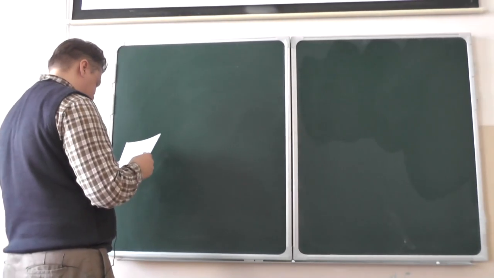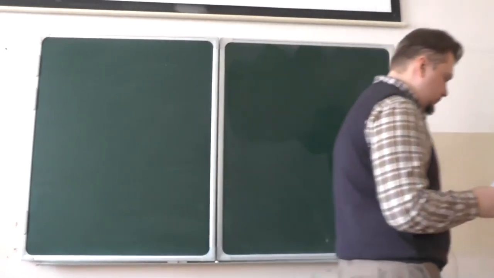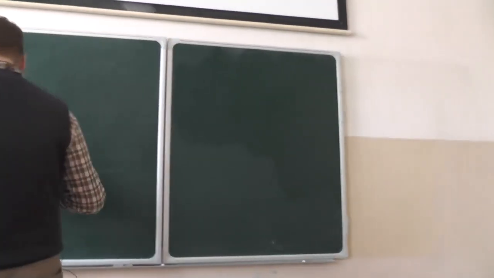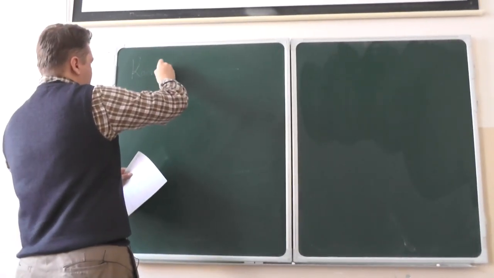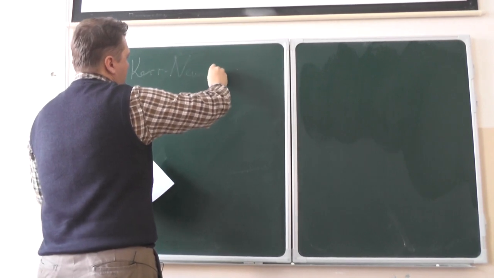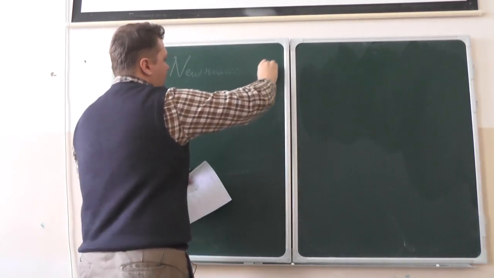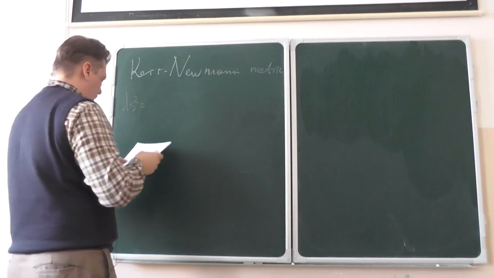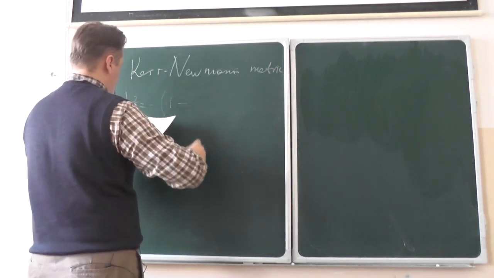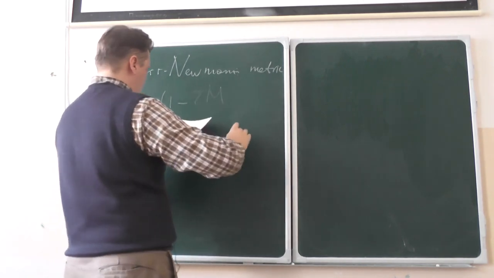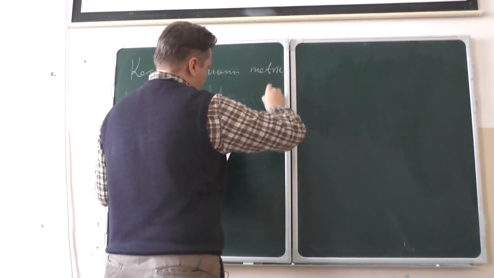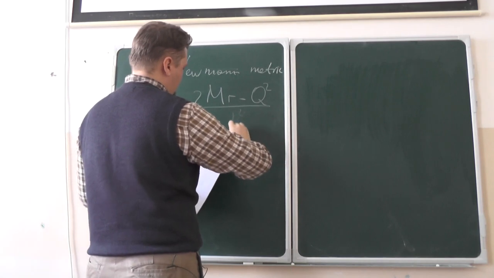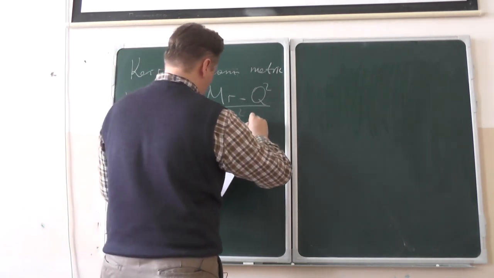What else? What other solutions do we know to the Einstein equations? So there is the Kerr-Newman metric, and it has the following form. Unfortunately, it generalizes the Schwarzschild metric, and it is rather new. So I'll put it in the very general case.